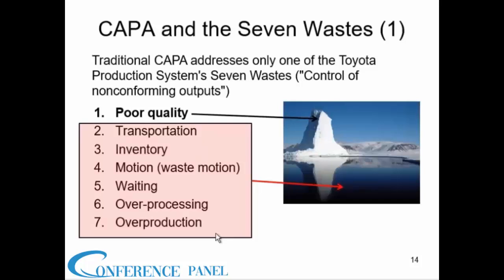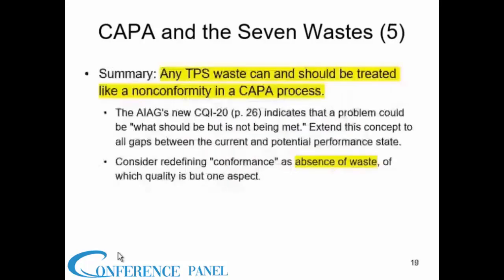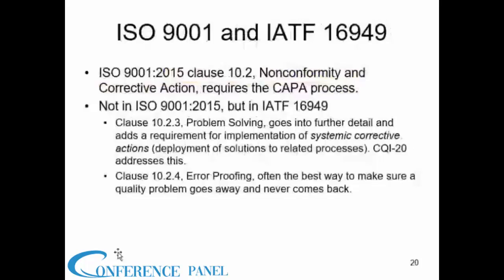Traditional CAPA addresses only poor quality. Okay, how do we find the other wastes? We can treat for analytical purposes the gap between the current state and its ideal state as a nonconformance to invoke the CAPA process. In summary, any TPS waste can and should be treated like a nonconformity in the CAPA process. Okay, how does this fit in with quality management systems ISO 9001 and IATF 16949?